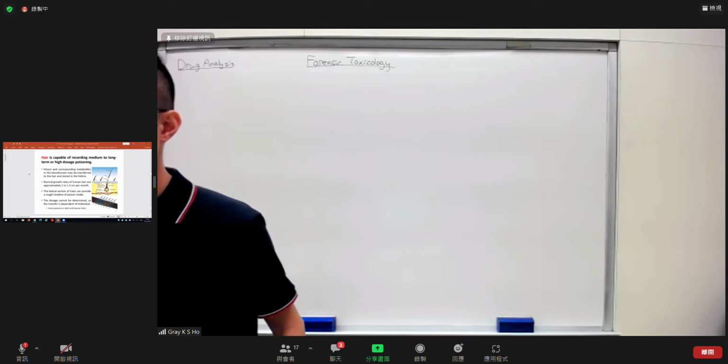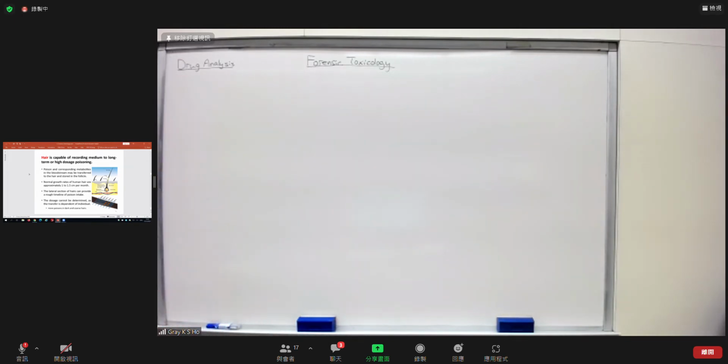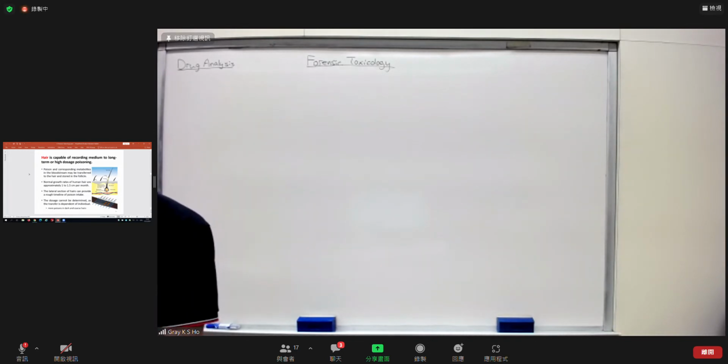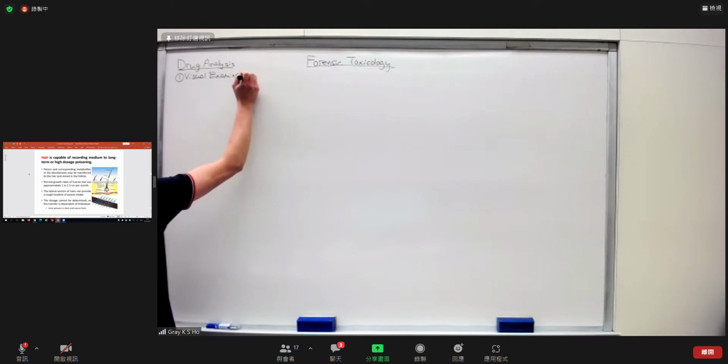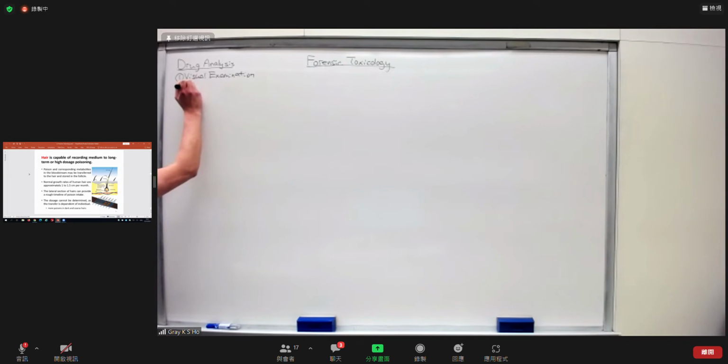So before we start to talk about the other types of biological sample for the poison analysis, let us have a brief summary of what we have been talking about last week. Last week we finished talking about the drug analysis, okay? For the drug analysis, we start with the visual examination. In the visual examination, we check the drug itself for grouping. So we try to group the drugs as individual samples.